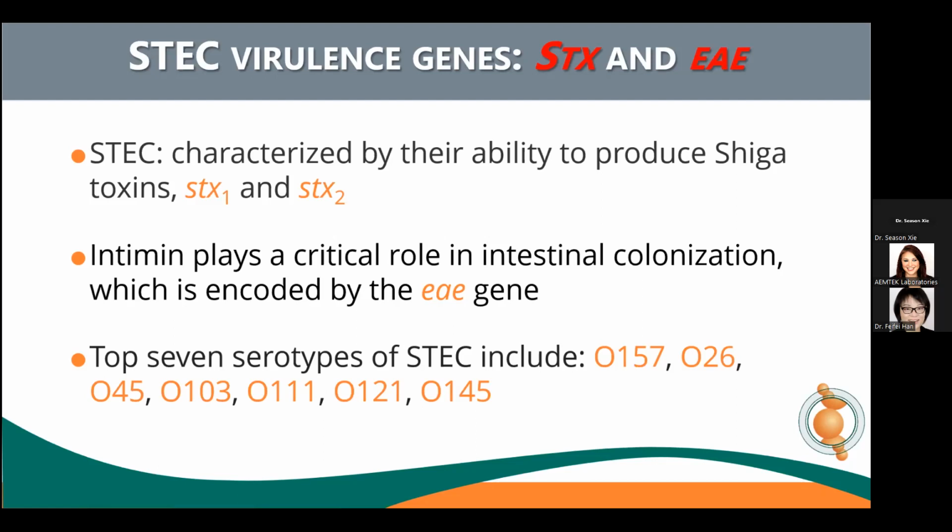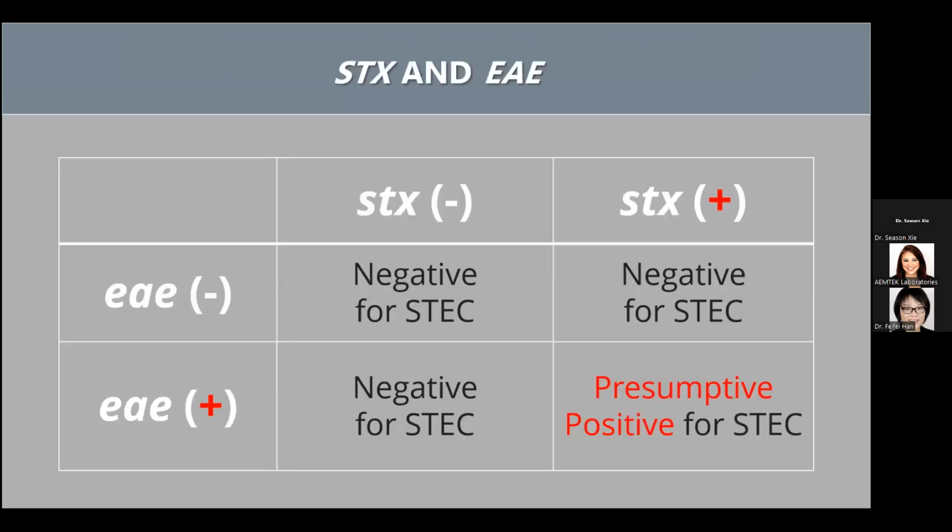The top 7 serotypes of STEC include O157, O26, O45, O103, O111, O121, and O145. As we mentioned earlier, the presence of both stx and eae genes is characteristic of STEC strains. These virulence factors contribute to the pathogenicity of these bacteria and their ability to cause severe gastrointestinal infections in humans.